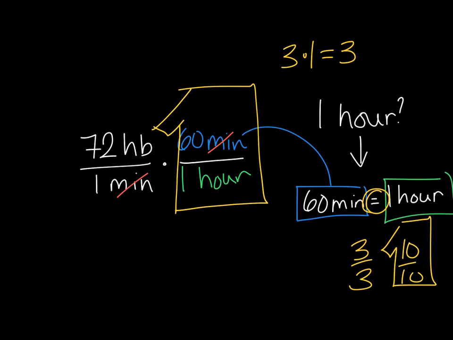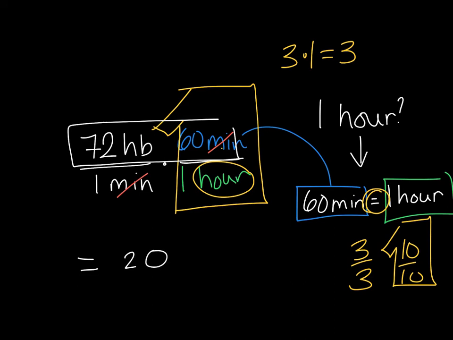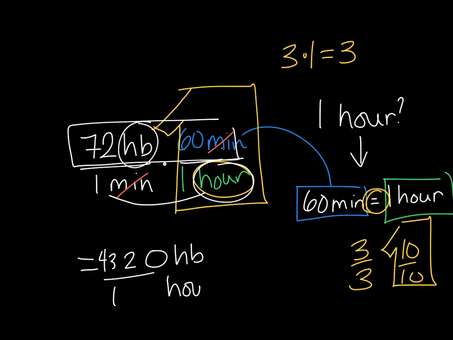So that's really nice for us, because my minutes cancel out, so now I'm just left with hours, and I can do the math, multiply across the top. Oh boy, now I have to do that math. 72 times 60 is 4,320 over 1, and multiply across the bottom, 1 times 1. And then if I look at my units, I have heartbeats on top and hours on bottom. So that's how many heartbeats you would have in 1 hour.